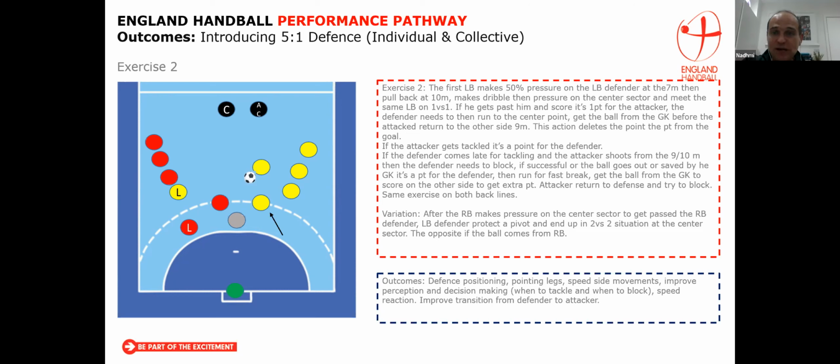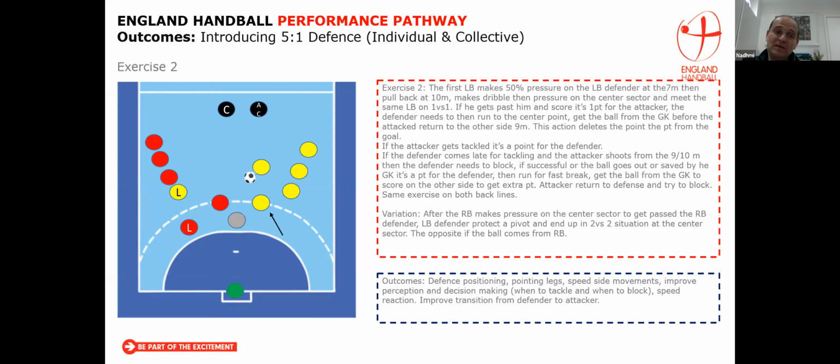So let's say the line of back players, the yellow one, right? He makes pressure on the yellow defender. He makes pressure on that one, and then drops, goes backwards outside of the 9 meter, and then attacks the center sector while that defender moves to the center. After making like 50% defense the first time, the second time it is 100%. It will be a 1 versus 1, and the same for both sides.